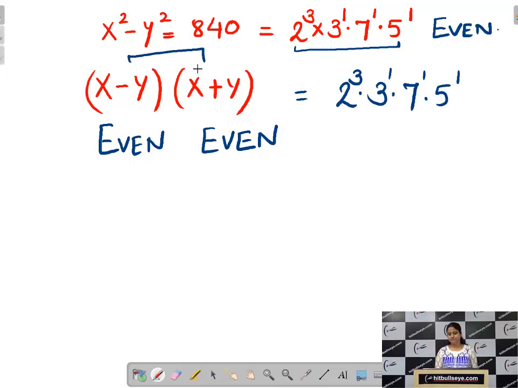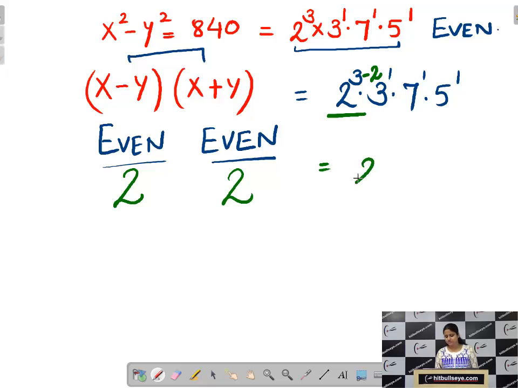We can do one thing now. To make them even, we can take two 2's from 2 cube. We can assign one 2 to x minus y and one 2 to x plus y. So x minus y and x plus y will always be even. Having taken two 2's from 2 cube, we are left with 2 raised to power 1 into 3 raised to power 1 into 7 raised to power 1 into 5 raised to power 1. Now there is no problem because we have already made x minus y and x plus y even.